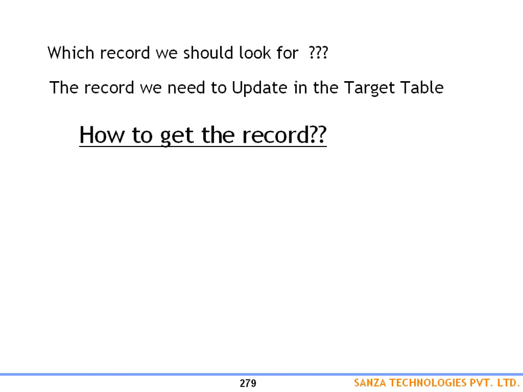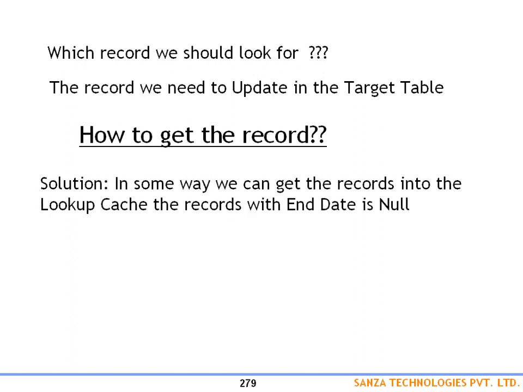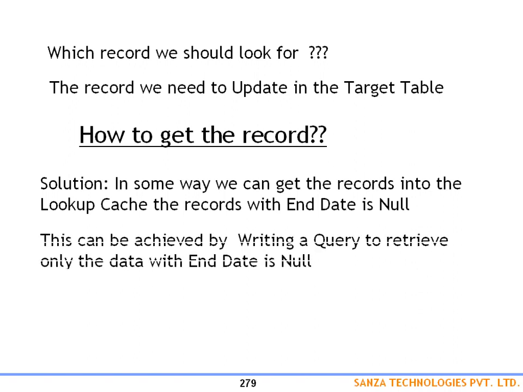record we need to update in the target table. Then we will somehow get the records into the lookup cache where the end date is null in your target table. This can be achieved by writing a query to view the data with end date is null. You can write a query that is called SQL override. I will show you how to override it in your lookup transformation, but understand the concept, understand the logic. Why are we doing that, end date is null?